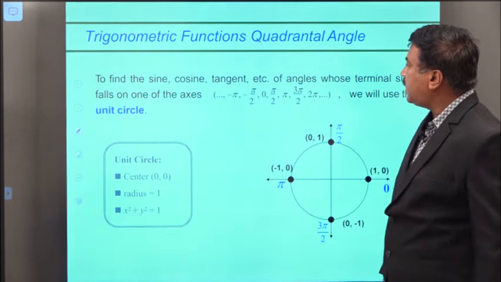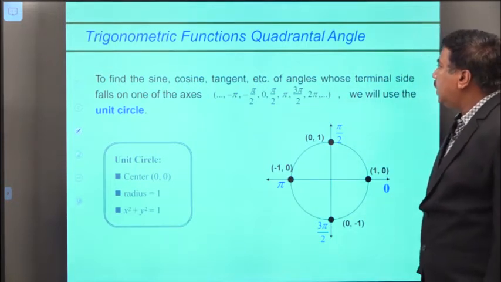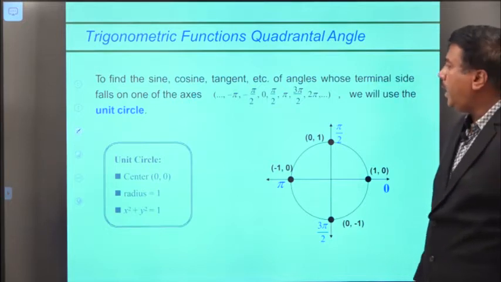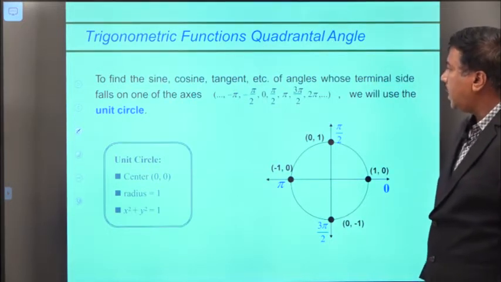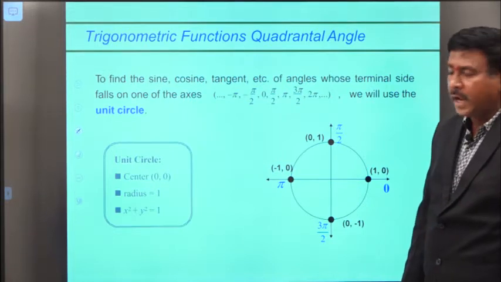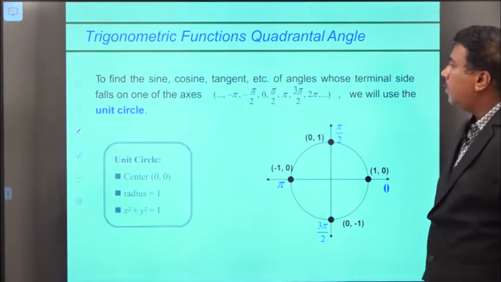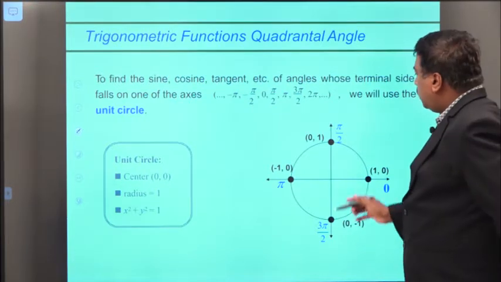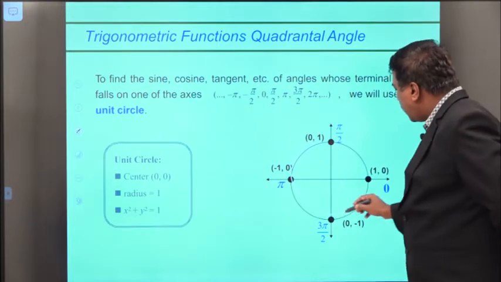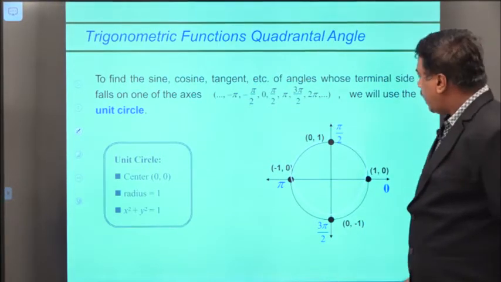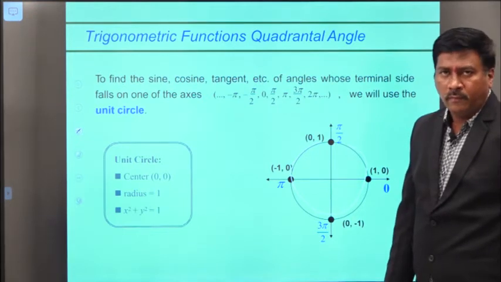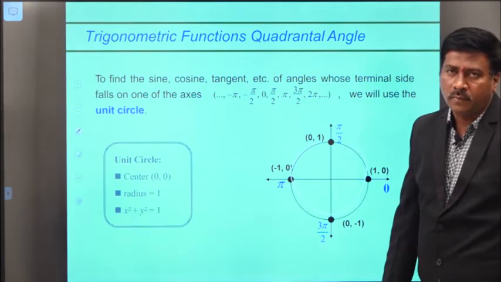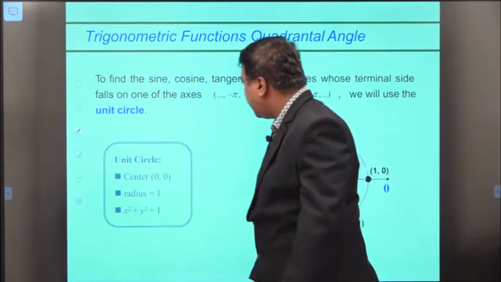Now coming to the next topic, trigonometric functions of the quadrantal angle. To find the sine, cosine, tangent and so on of angles whose terminal side falls on an axis, we use the unit circle. In that circle, we assume a point P(x, y) to be any arbitrary point, and the radius is assumed to be 1. That is why it is called the unit circle.